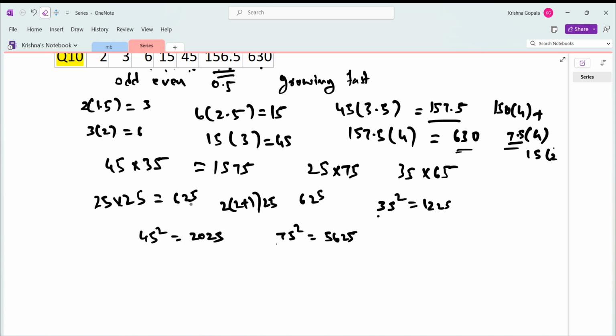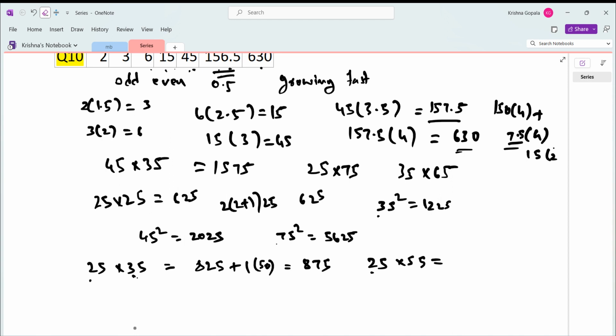Now let's extend this. 25 into 35. What you do is 2 into one number which is higher than 2, that is 3. 2 into 3, 6. 6 25. Then whatever is the difference into 50. Here the difference is 1, so plus 50, which gives 675.